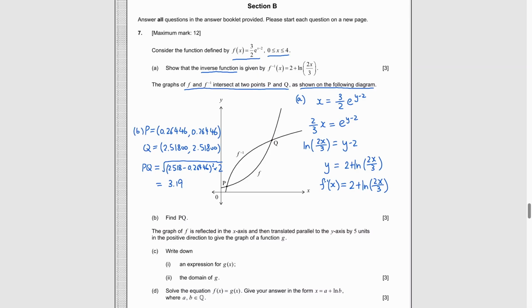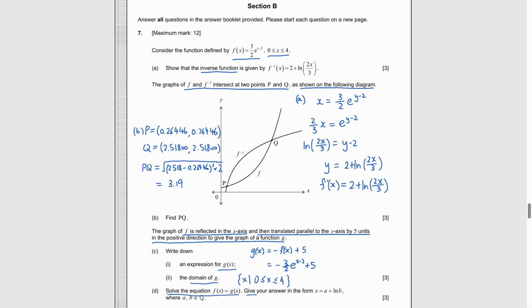Next, we reflect the function f across the x-axis and then move it up by 5 units. This gives us a new function g, which is negative f of x plus 5. The domain of g remains the same as the domain of f because there is no horizontal transformation, so it goes from 0 to 4.